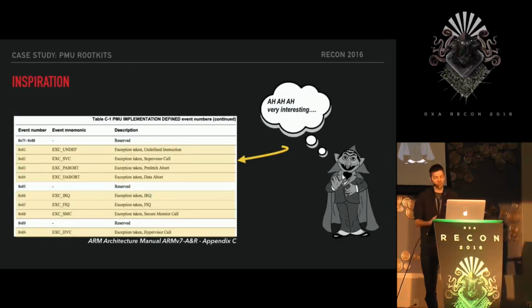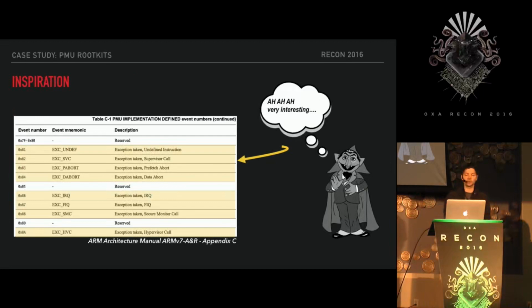So the inspiration for me came while reading the manual. ARM has a set of maybe 30 or so events that are considered architectural, and a subset of those are mandatory. But because there's flexibility for vendors to extend the PMU, they have this table that lists recommended event encodings and what they are. And if you notice here, for these suggested events, this basically looks like the exception vector table.